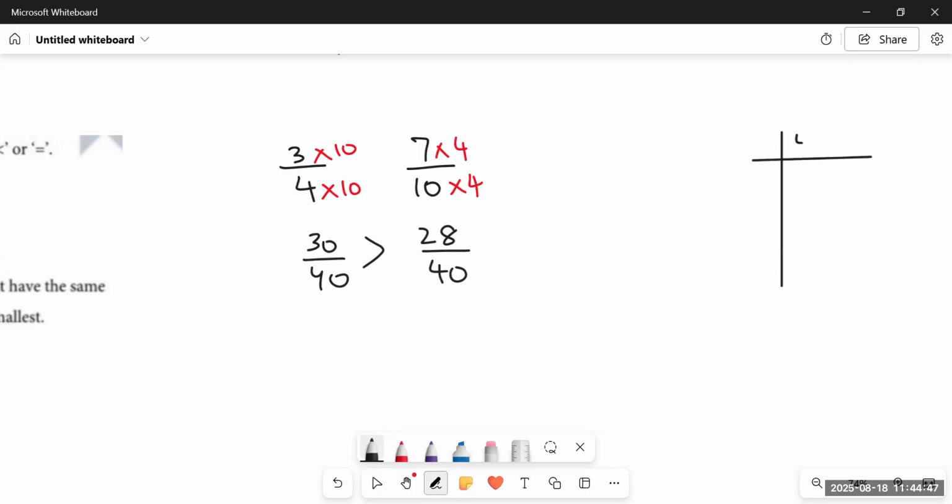What am I talking about? LCM. So the LCM of 4 and 10 is 20. 2 2s are 4, 2 5s are 10, 2 1s are 2 and 5 1s are 5.